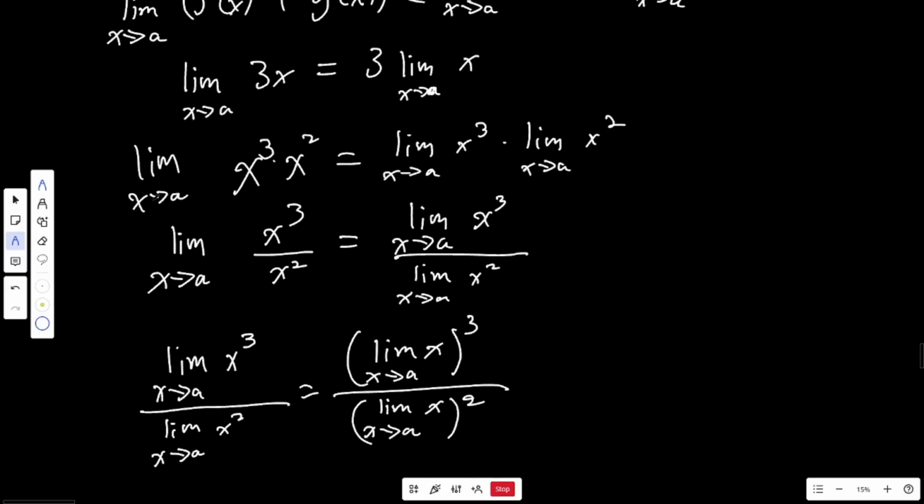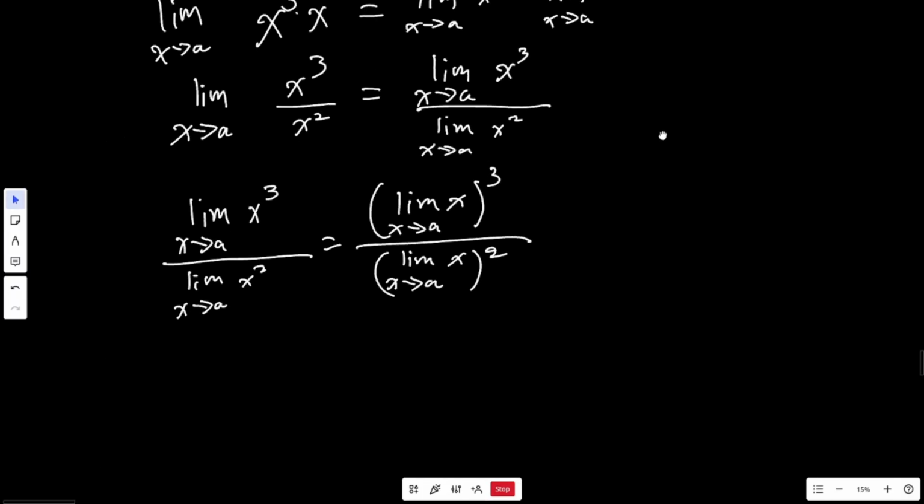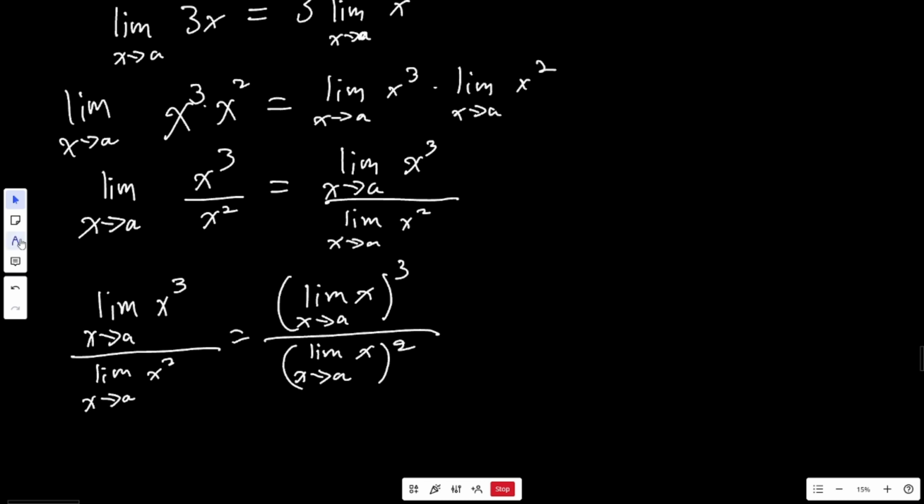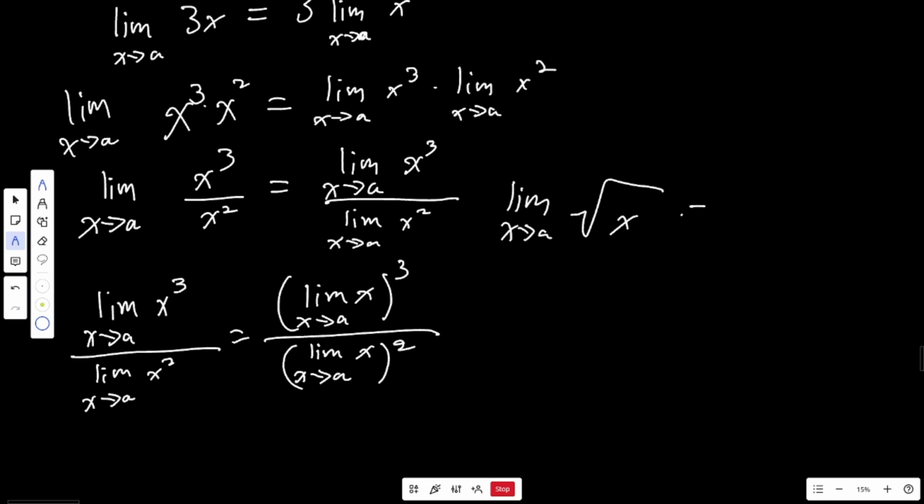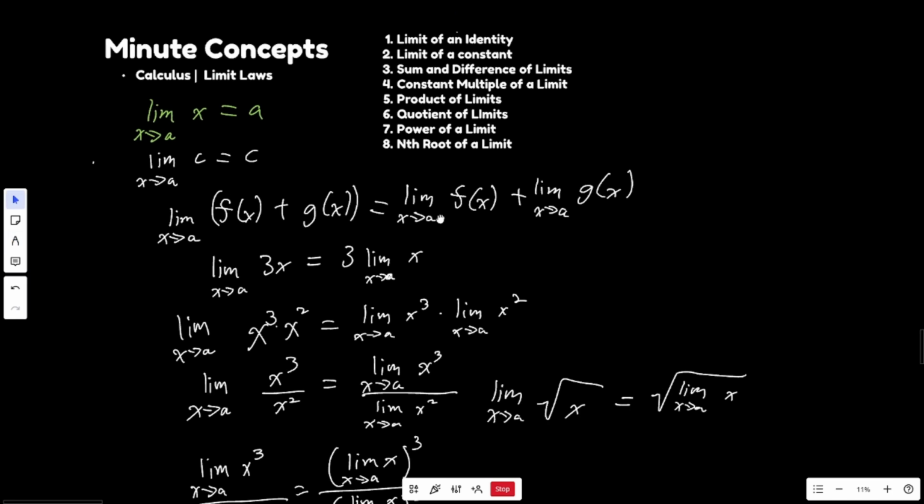This is basically just going to be the same, where our function, for example, could be the square root of x. Basically, the limit as x approaches a of the square root of x is equal to the square root of the limit as x approaches a of x. So that's the list of all of the limit laws, and these are their names.